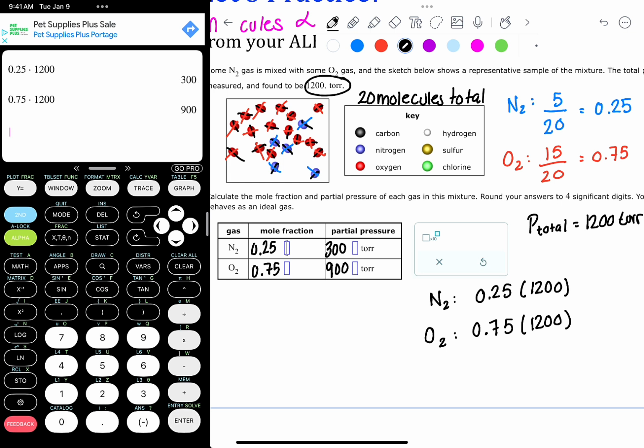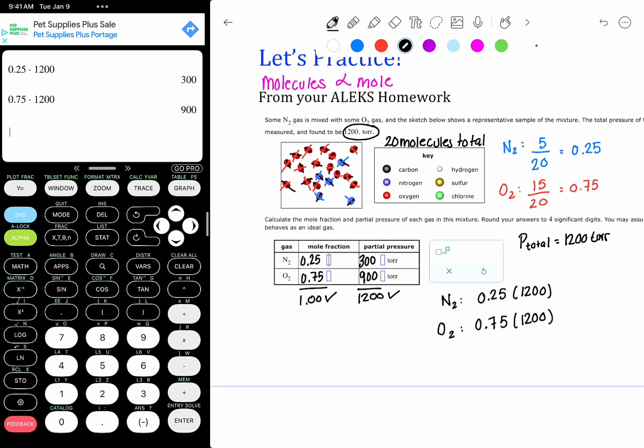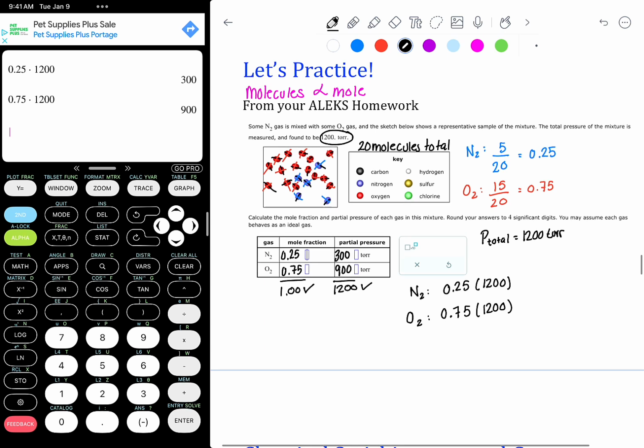We can add these up. This adds to 1200, check. And we can add these up. They come to 1, check. So we know we did both of those correctly. So when you see this on your ALEKS homework, that's what you need to do. Make sure that you are equating molecules and moles together.